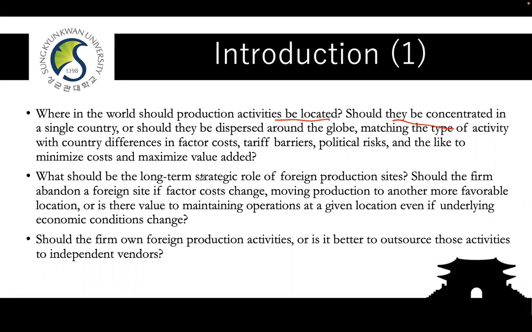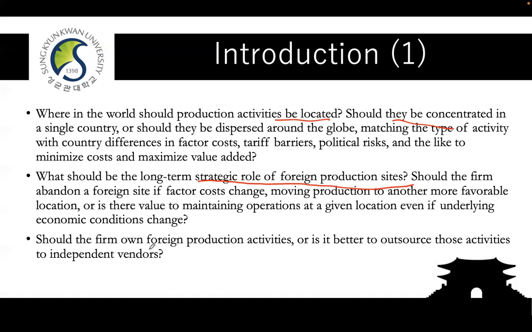The next question would be the strategic role of foreign production sites. What should be the long-term strategic role of foreign production sites? Should we have one? If factor costs change, should we move production to another, more favorable location, or is there a failure to maintain operations at a given location? These are questions related to the long-term strategic role of production sites overseas.